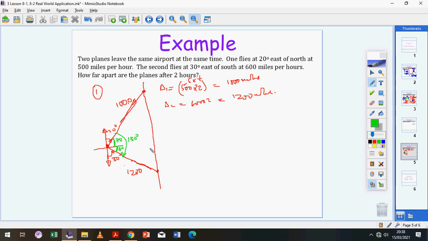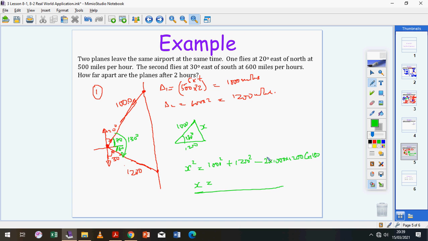So again, you have a triangle in which this is known, that is known, this is known, 130 degrees, and I just need to calculate x. Again, you're going to use the cosine rule. X squared will equal to 1,000 squared plus 1,200 squared minus 2 times 1,000 times 1,200 times cosine of 130. You plug that into your calculator, find the square root, and that's the distance away, or that's how far apart the planes are after 2 hours.